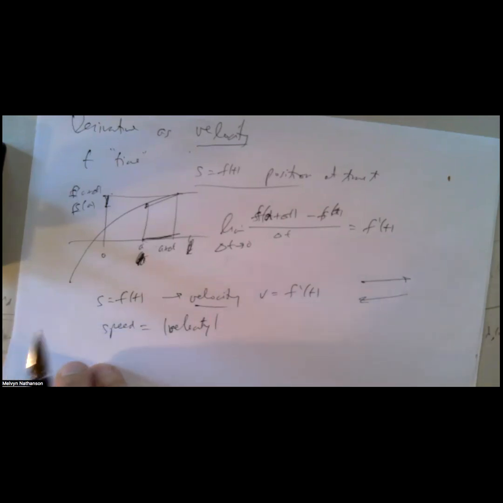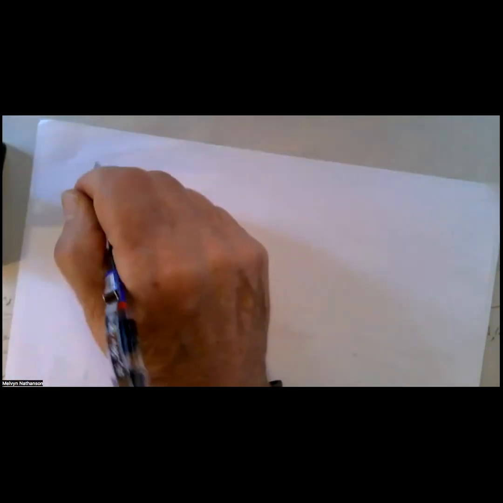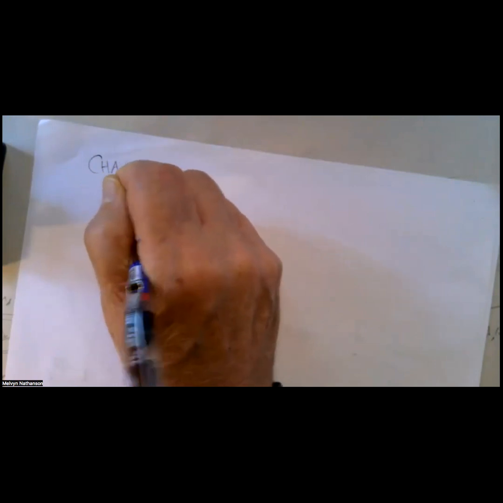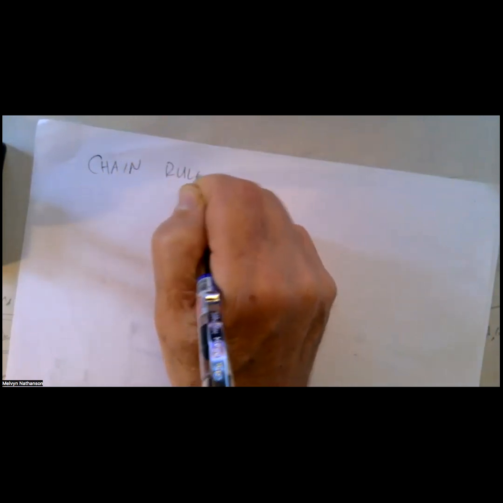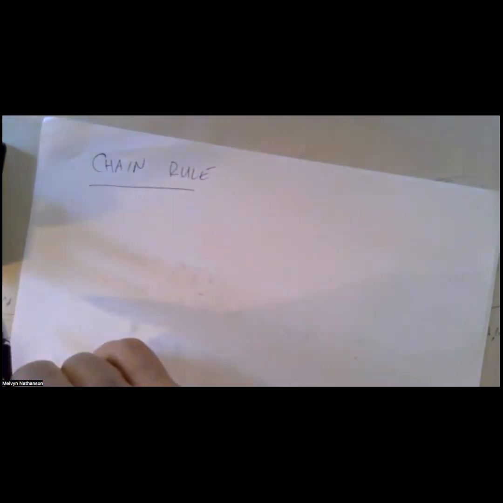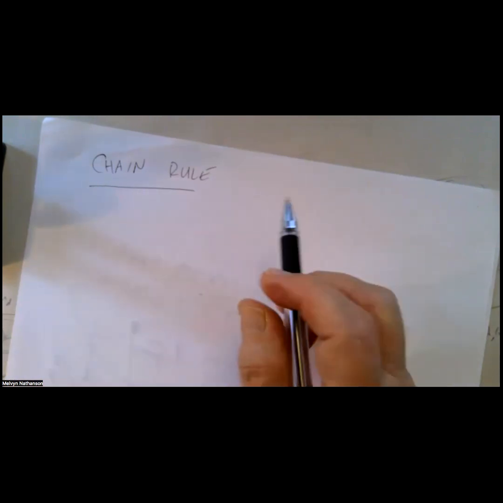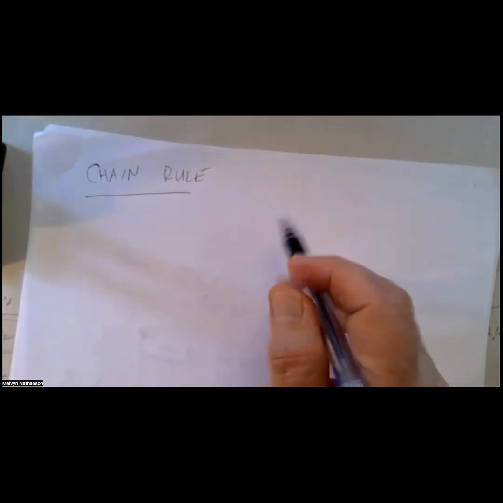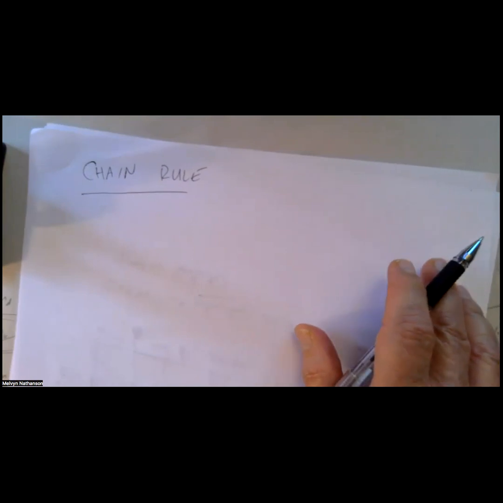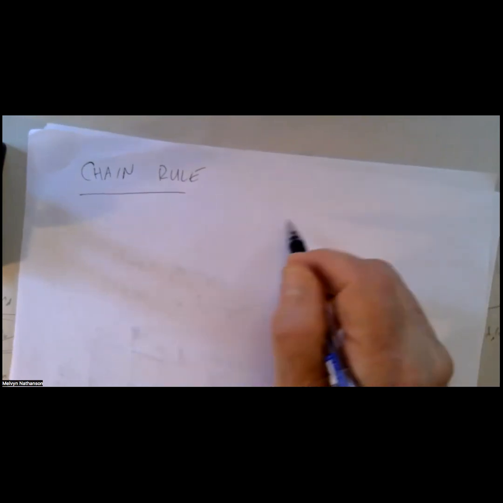Okay. But I want to get back to rules for calculating the derivative. We need all the rules we've learned so far, but the most fundamental rule in some sense is the chain rule. And the chain rule gives us the derivative of what's called a composite function. So the idea of a composite function is the following.